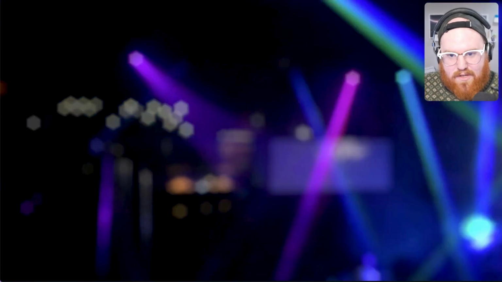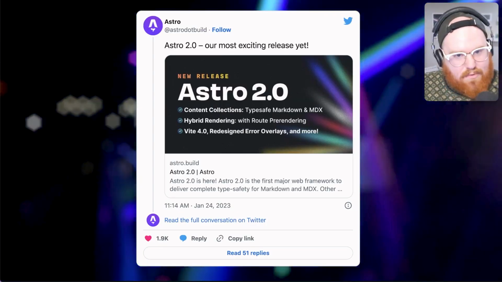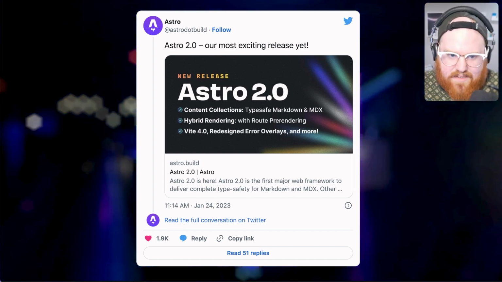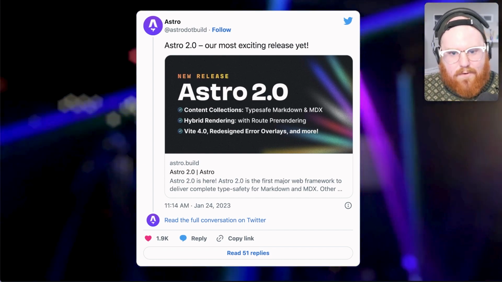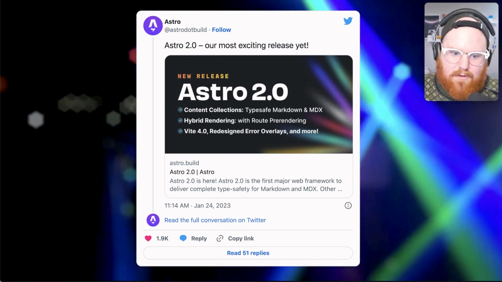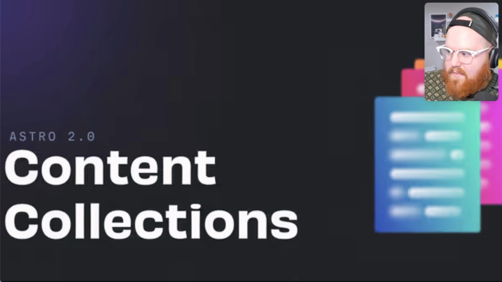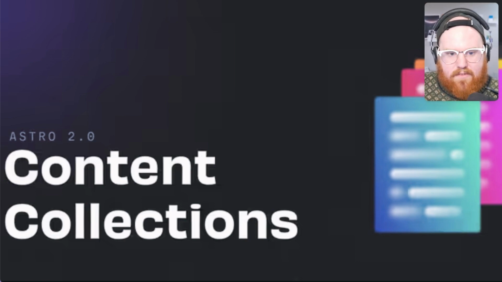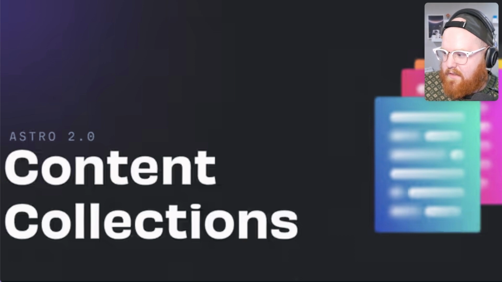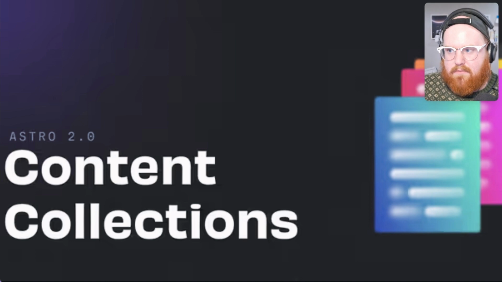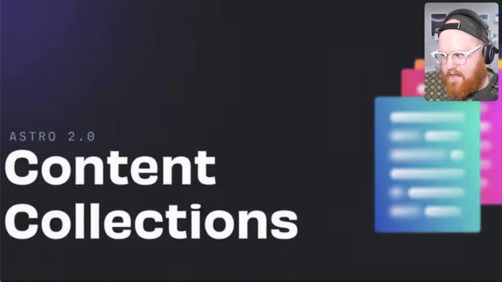So V2 is probably our most exciting release yet. We've got content collections, hybrid rendering, Vite 4, new error overlays, and a whole bunch more. So let's jump into it. Content collections is probably the headline feature of this release. The first type-safe Markdown API for a major framework. Given all of the excitement around this, all the effort Ben has put in, it's just been absolutely incredible to see the reception.